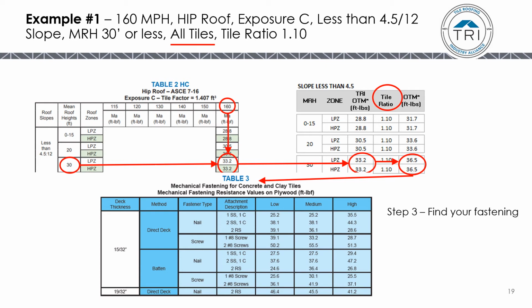So we now go to step 3, find our fastening. We take a look at table 3, and we find out in the low profile or flat tiles, those fastening methods can be used in the LPZ and HPZ because they're equal. In the medium profile tile, those fastening methods can be used in the LPZ and the HPZ. And in the high profile tile, you'll find those fastening methods are available for you to use at this wind speed, at this roof slope, and exposure C.